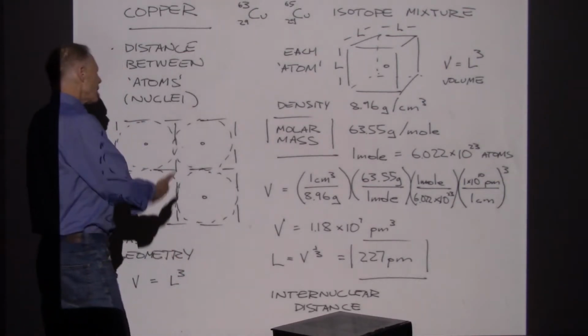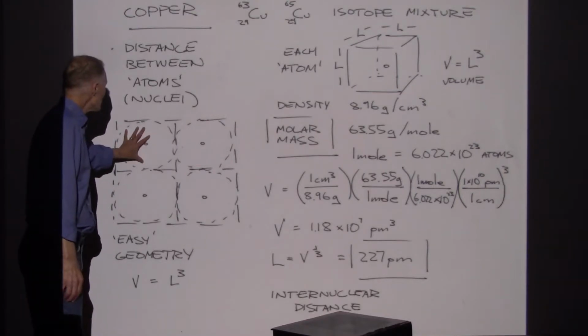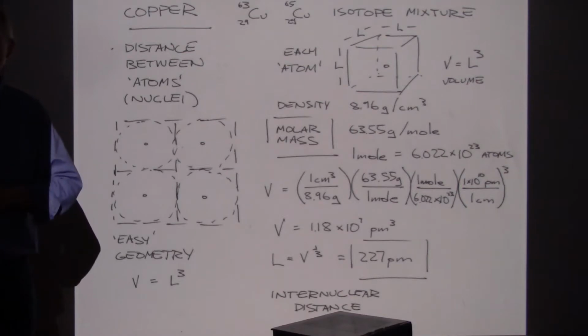All right, I'm not sure what the crystal structure is on copper, but the simplest crystal structure I could think of would just be to say, let's just guess that they're cubic.